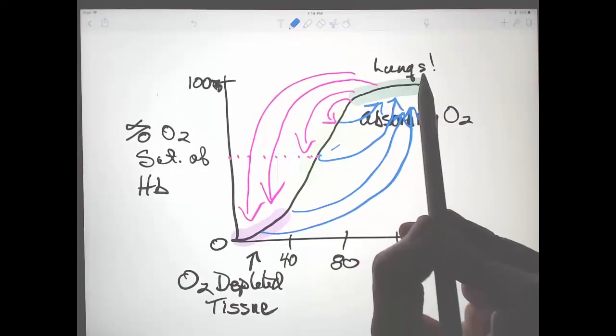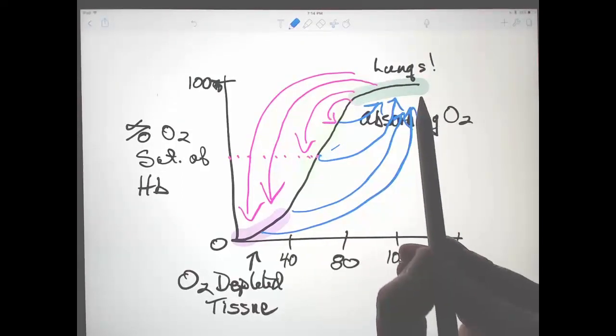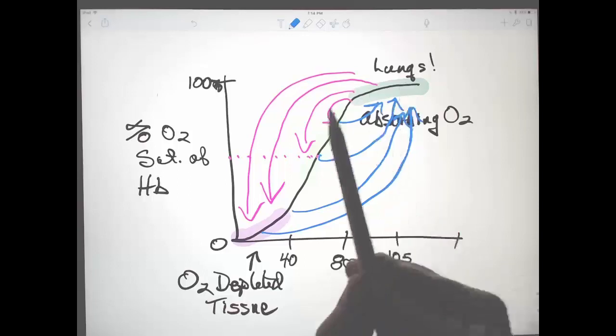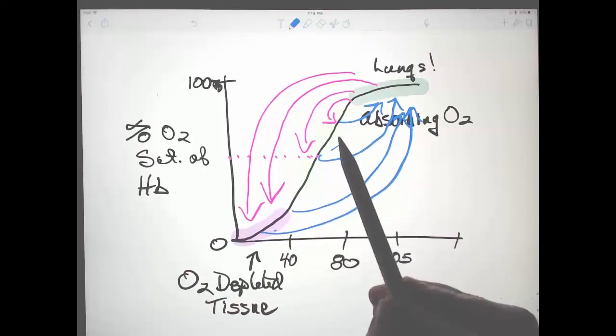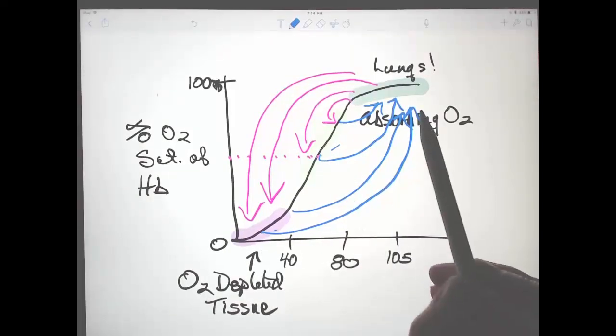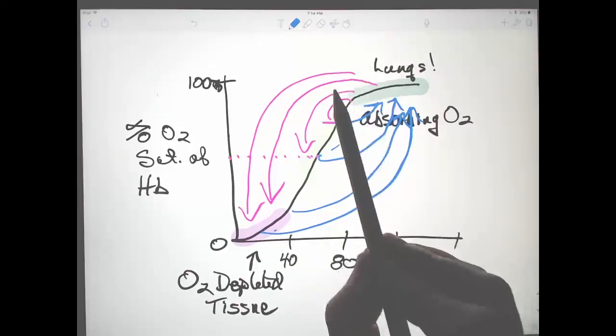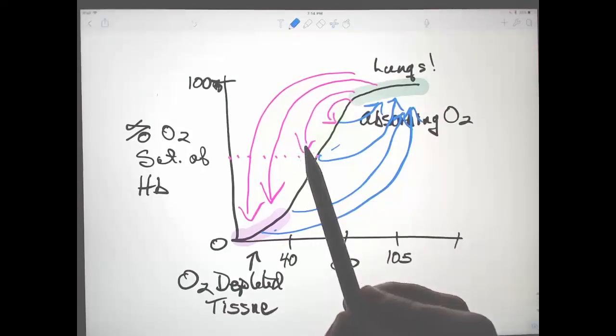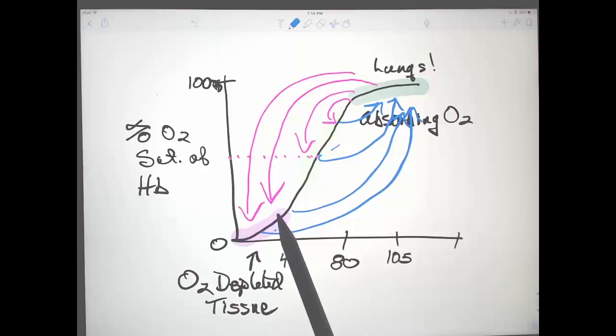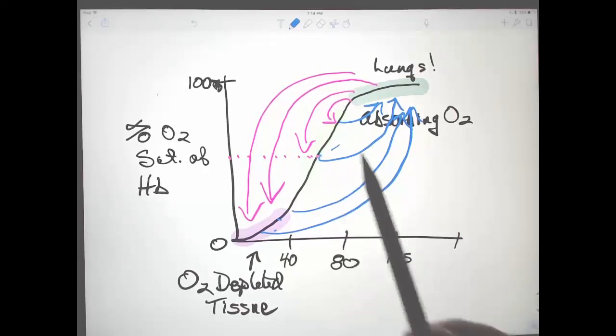So in every breath, you're going from this region in the lungs with nearly 100% saturation down to areas of varyingly oxygen-depleted tissues and back. So to answer our question, hemoglobin is picking up oxygen in the lungs, delivering it and releasing it in high amounts where most needed and in low amounts where not needed.